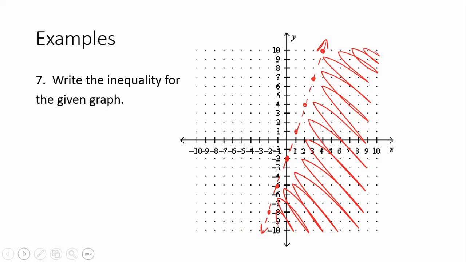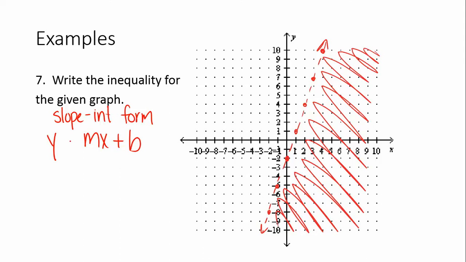Now let's go the other way. Now we're given the graph and we want to write the inequality. And we're always going to do this in slope-intercept form because that's easiest. So we have y and mx plus b, and we need to fill in our symbol here, so we'll worry about what that is in a second. So my y-intercept is a negative 2, so it's going to be a minus 2. Y and x are my variables.